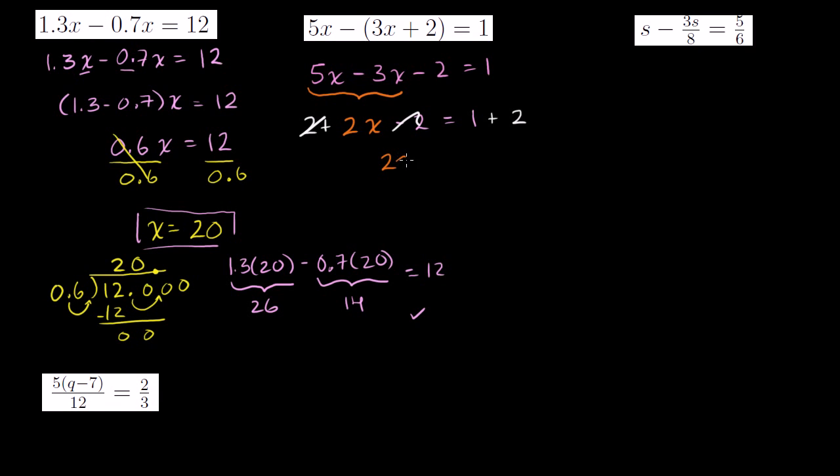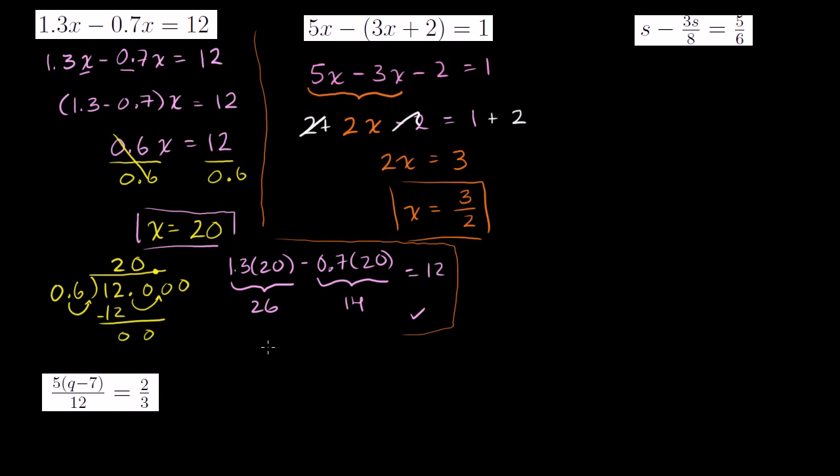You're going to get 2x is equal to 1 plus 2 is equal to 3. And now you can divide both sides by 2, and you get x is equal to 3/2. And I'll leave it for you to verify that this is indeed the correct answer. Let me draw a little line here so that our work doesn't get messy, although that might have made it even messier.